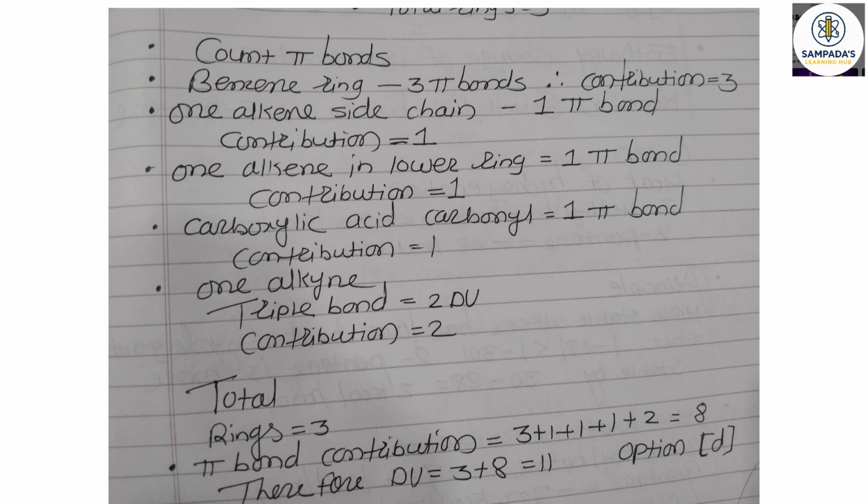In one alkyne, the triple bond means 2 DU is there. So the contribution is 2. The total rings are 3. Pi bond contributions are 3 plus 1 plus 1 plus 1 plus 2. So we get the answer 8. Therefore, DU is equal to 3 rings plus 8 pi bonds, which is equal to 11. So option D is correct.